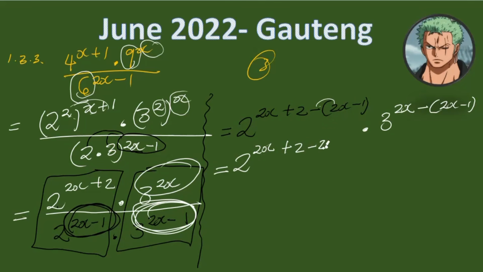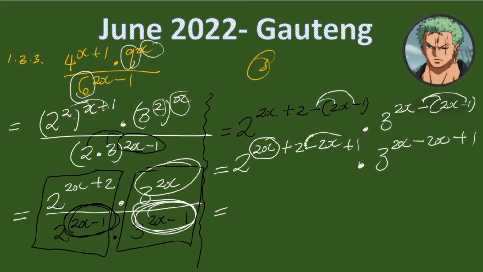This is negative 2x. Distribute the negative again. Positive 1. Multiplied by 3 raised to 2x. You distribute the negative here again. That is negative 2x. And then this again. That is positive 1. What do you have? This positive 2x and this negative 2x will cancel out. You are left with 2. And then you have 2 plus 1, which is 3.